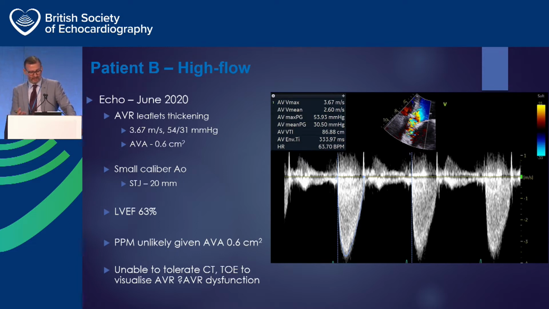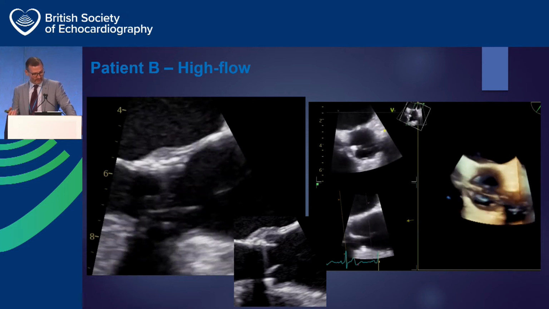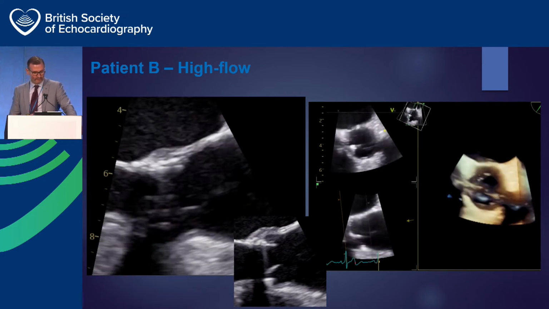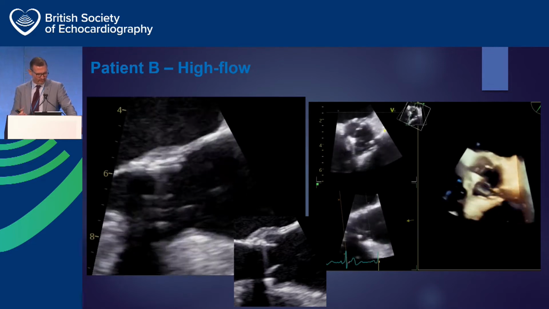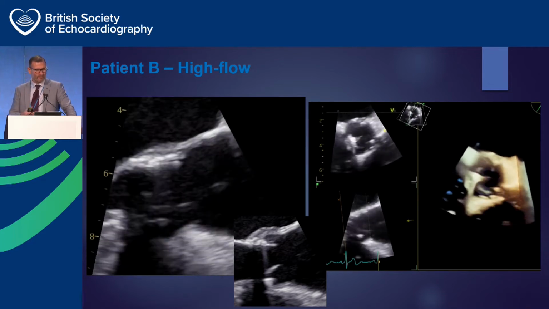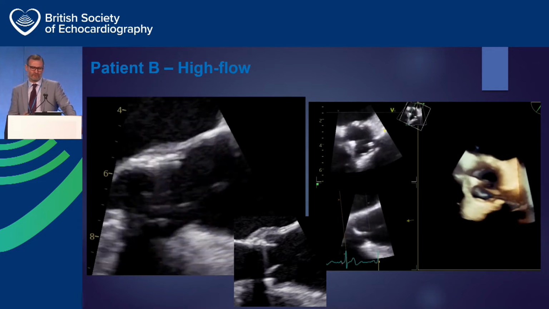And because of her kyphoscoliosis, she couldn't lie flat, so she couldn't tolerate a CT. So my colleague performed a TOE to visualize the AVR to assess cusp excursion. And again, this was tricky. So there was, again, acoustic shadow of the leaflets, but we saw that the leaflet in the right coronary cusp position was thickened with some reduced excursion. But the valve didn't look severely stenotic and not consistent with a valve area of 0.6 centimeters squared.